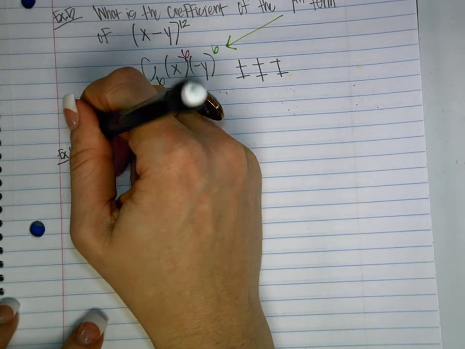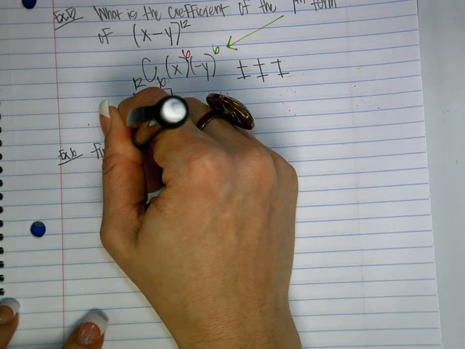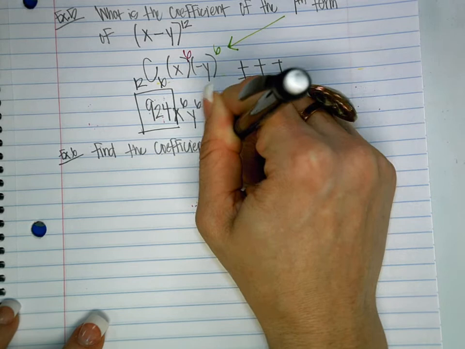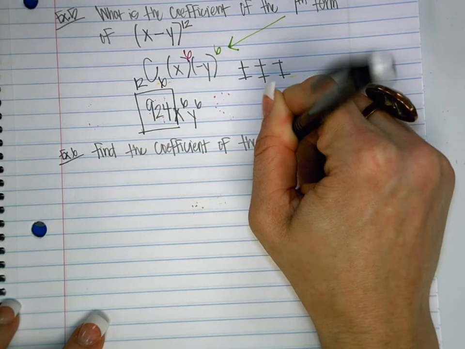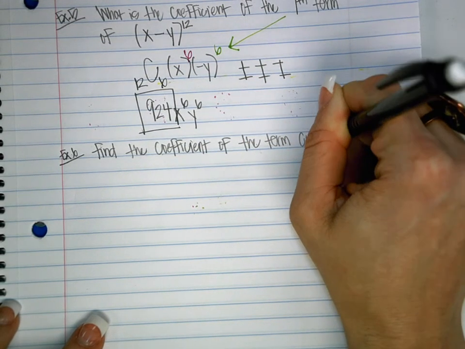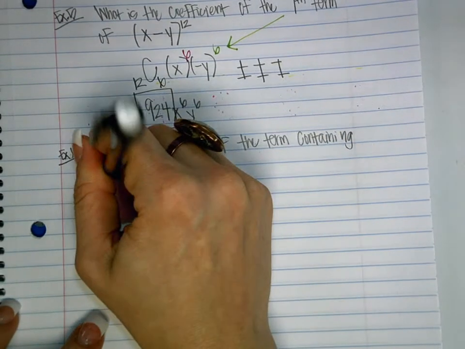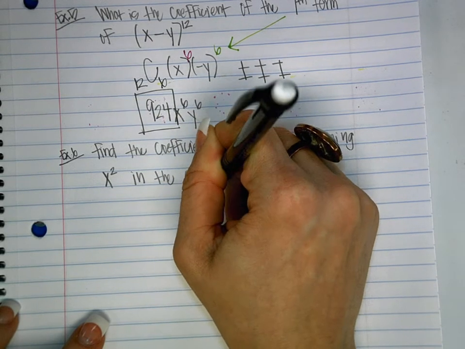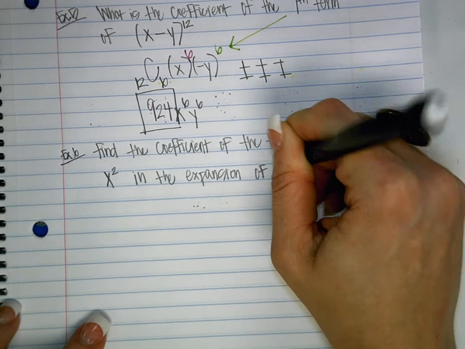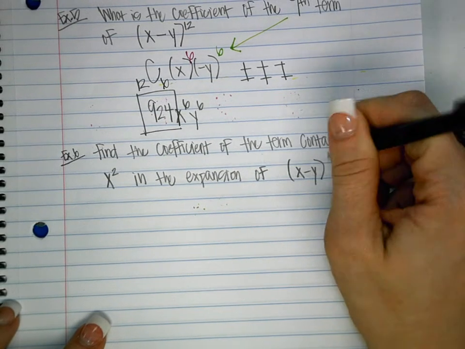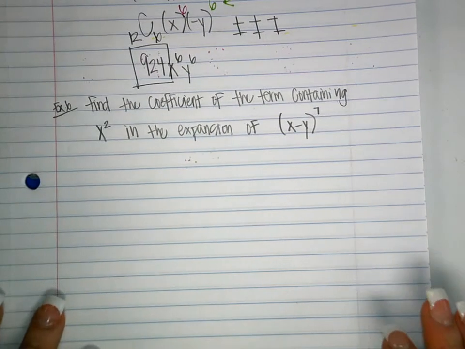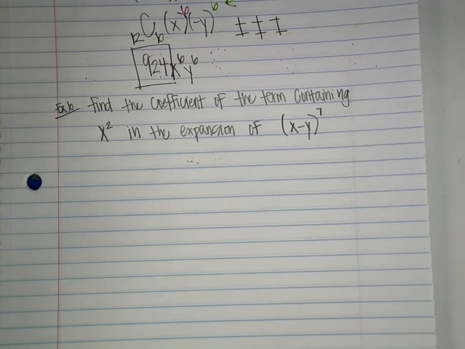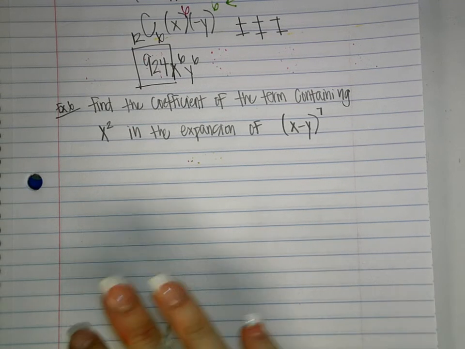I want you to find the coefficient again. Find the coefficient of the term containing x squared in the expansion of x minus y to the 7th power. Find the coefficient of the term containing x squared in the expansion of x minus y to the 7th power.